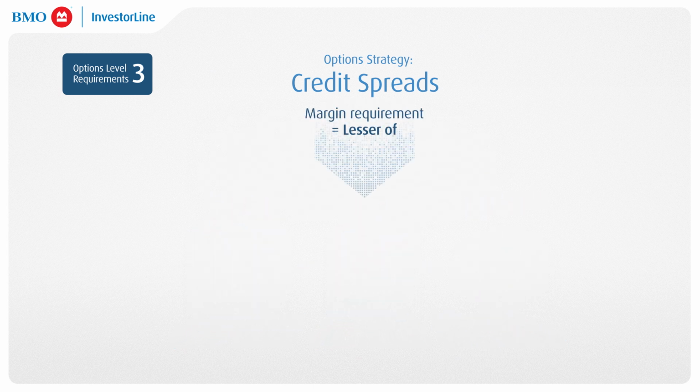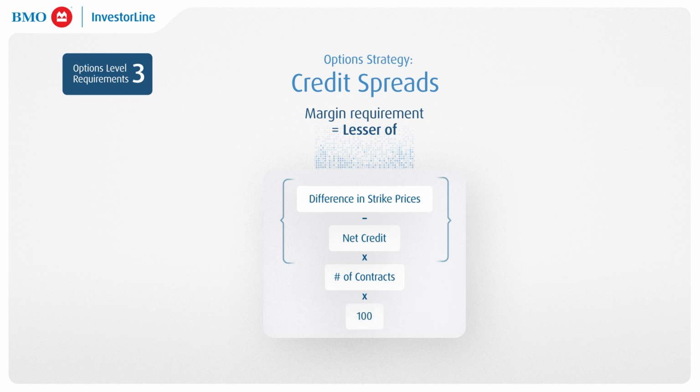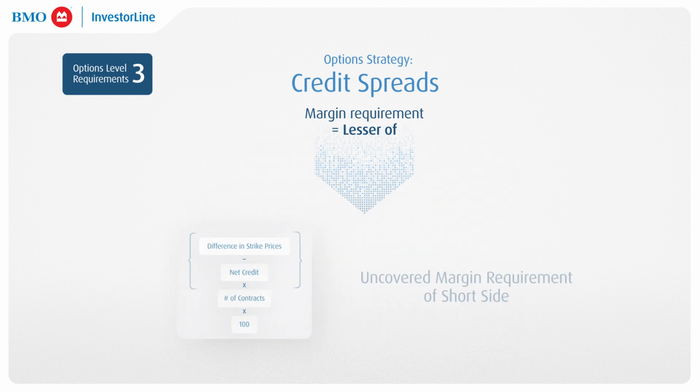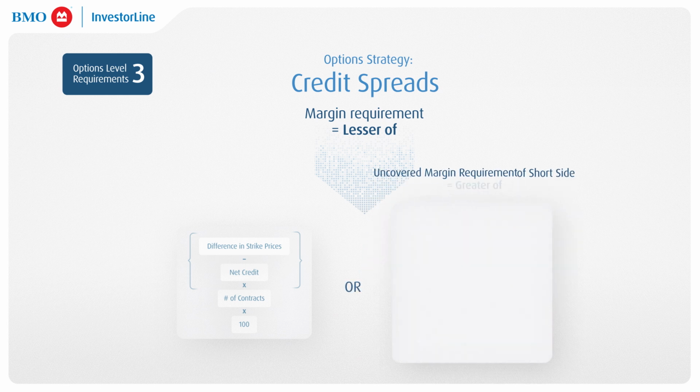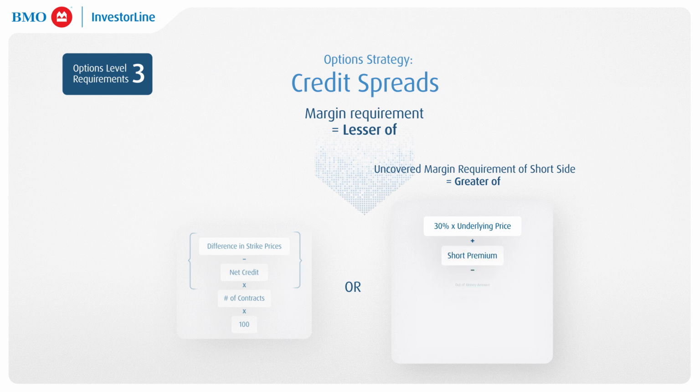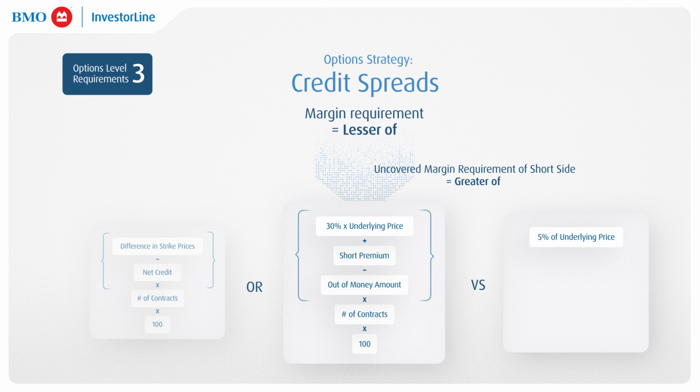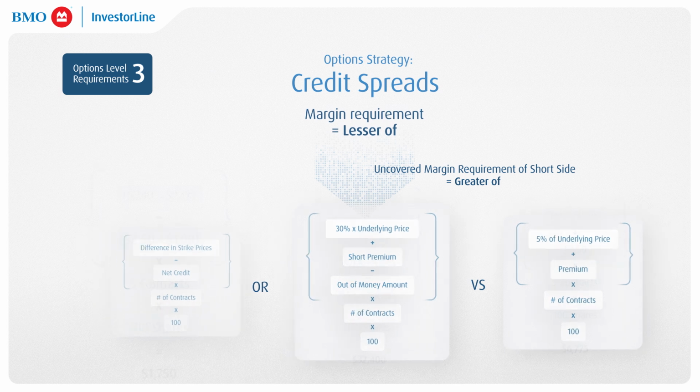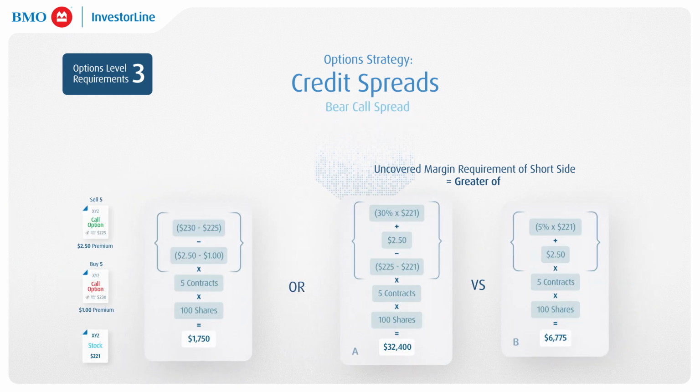The margin requirement for credit spreads is calculated using the lesser of 2 methods: the difference in strike prices minus the net credit times the number of contracts times 100, or the uncovered margin requirement on the short side of the spread, which is the greater of 30% times the underlying price plus the short premium per contract minus the out-of-money amount per contract times the number of contracts times 100, or 5% of the underlying price plus the premium times the number of contracts times 100. Let's break down each method using our example.